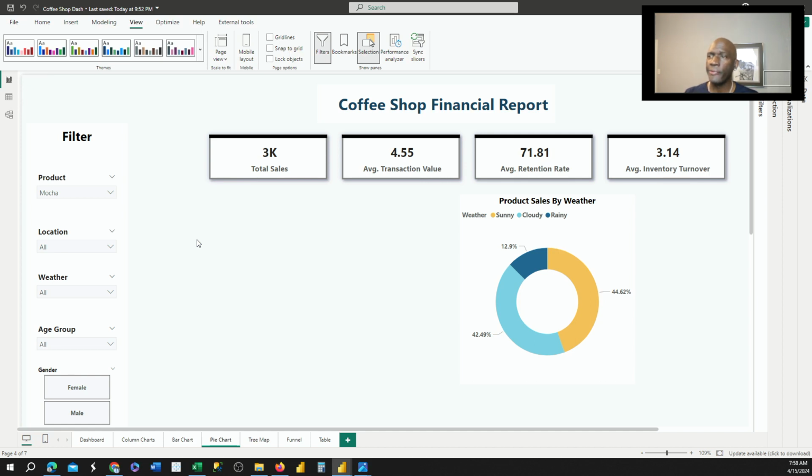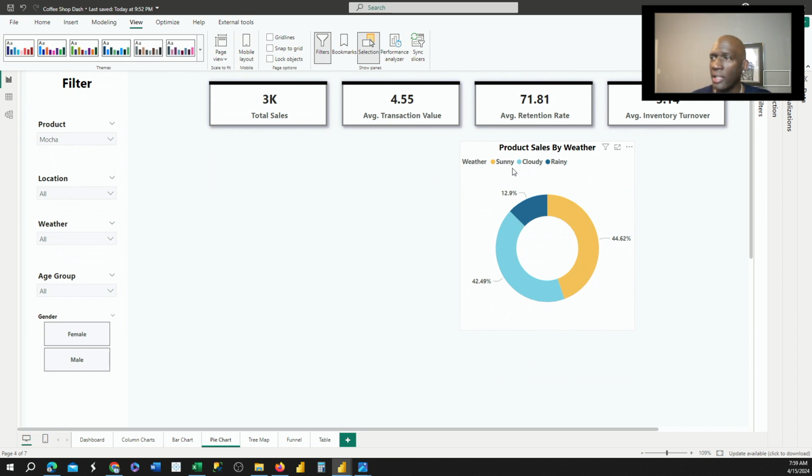So we have the coffee shop financial report here, and we now are analyzing the data of the product sales by weather. So we see that we have 12.9% of the products being sold on rainy days, 42.99% are sold on cloudy days, and 44.62% are sold on sunny days. So we're selling more product on sunny days. Well, actually the product that we're selling here is the mocha. So let's clear out the mocha and let's see what that looks like now.